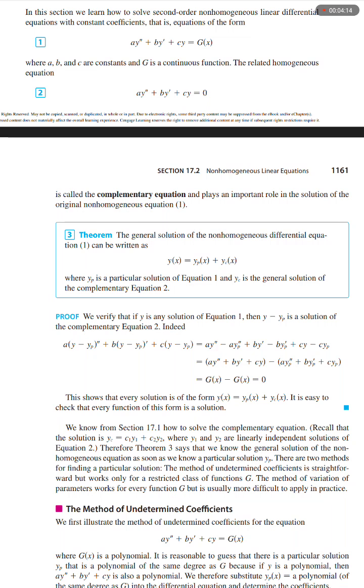There are two methods for finding a particular solution. The method of undetermined coefficients is straightforward, but works only for a restricted class of functions G. The method of variation of parameters works for every function G, but is usually more difficult to apply in practice.